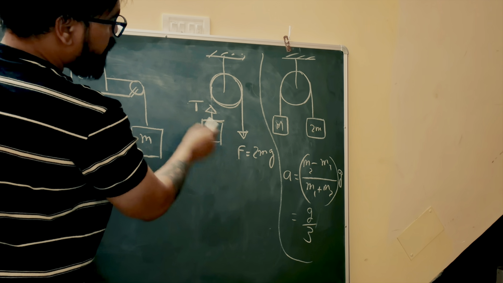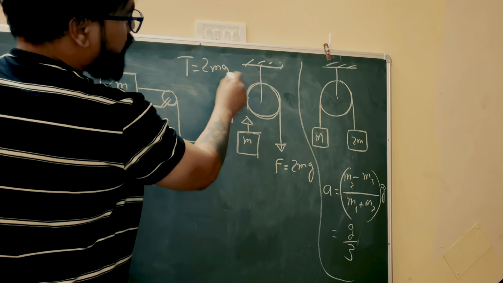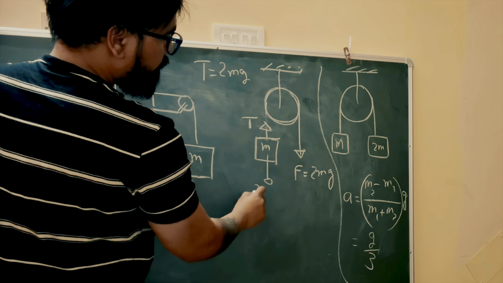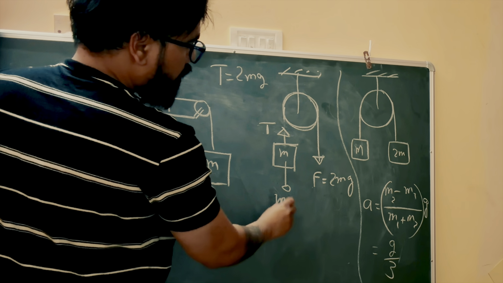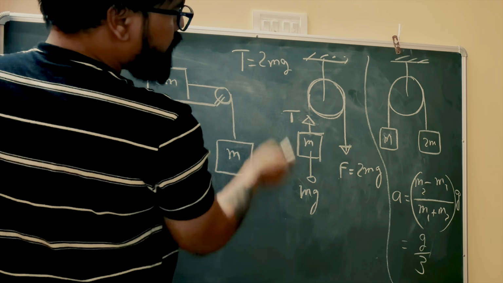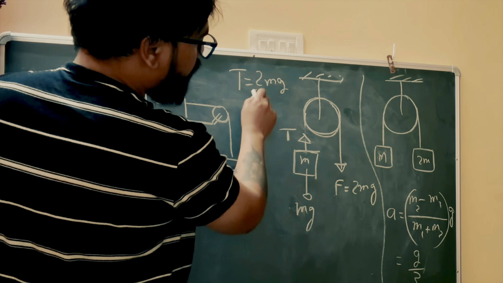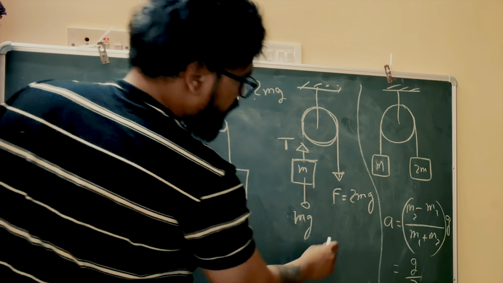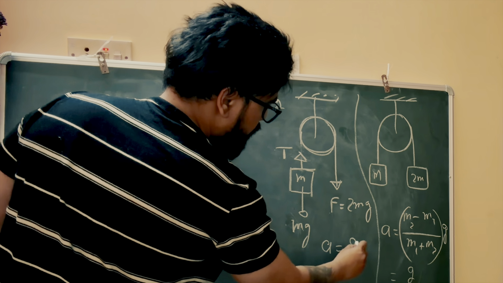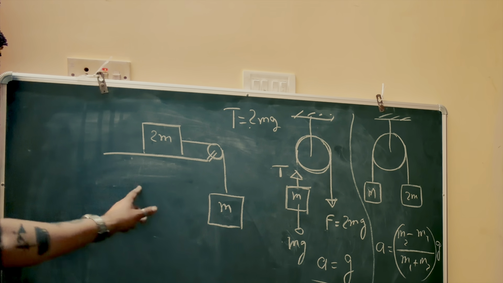The force is 2mg, that means the tension will also be 2mg, and the downward force is mg. So upward is 2mg, downward is mg. So what is the unbalanced force? It is 2mg minus mg, that is equal to mg. So you divide the unbalanced force by mass and you get the acceleration in the second situation as g. We'll come to the third situation.